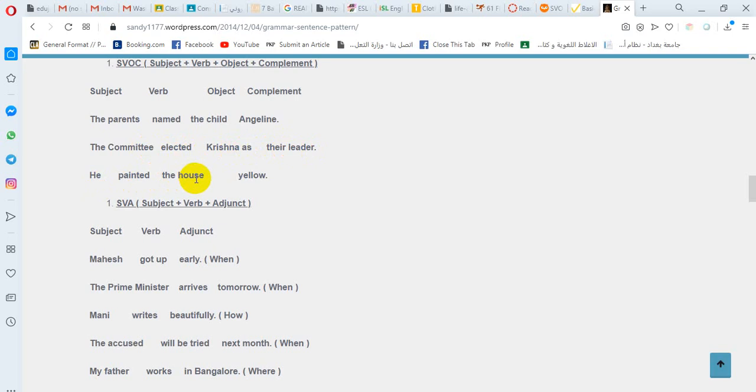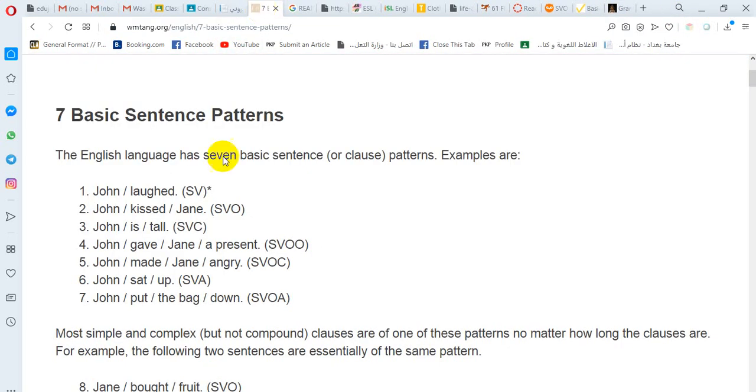He painted the house yellow. Okay, yellow is what? It is an adjective. So the complement is yellow, the house yellow. So I told you if there is an adjective or, let's say, an adverb, you can differentiate. But if we have two nouns, you might be confused between pattern number 4 and pattern number 5.